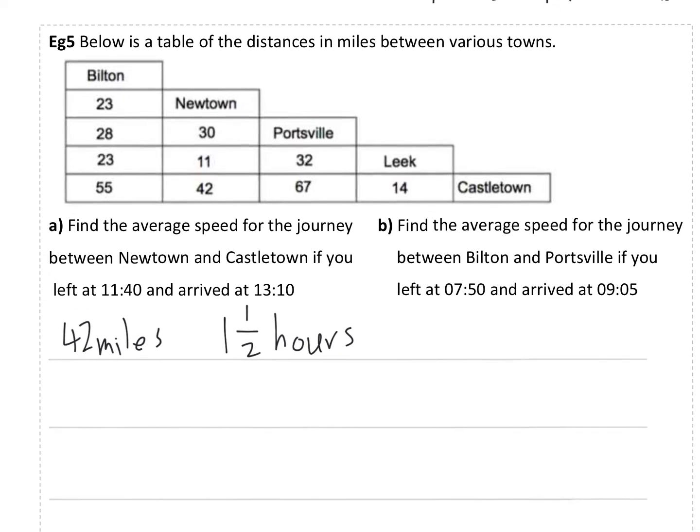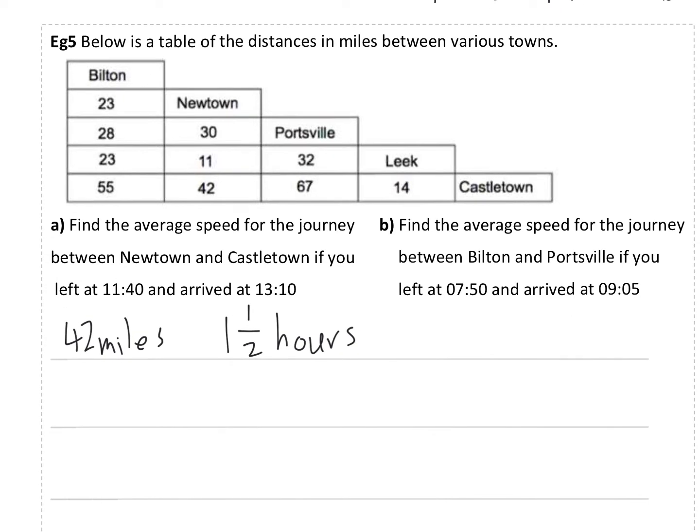Okay, so then we would do our calculation. It's for speed. That's distance divided by time. So that is 42 divided by 1.5. The answer for that there is 28.